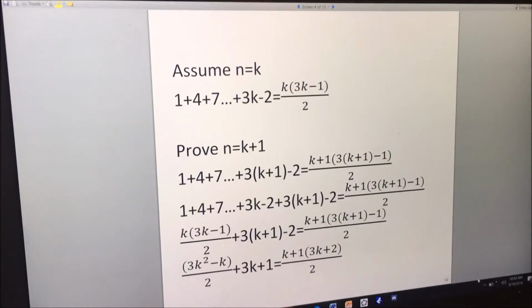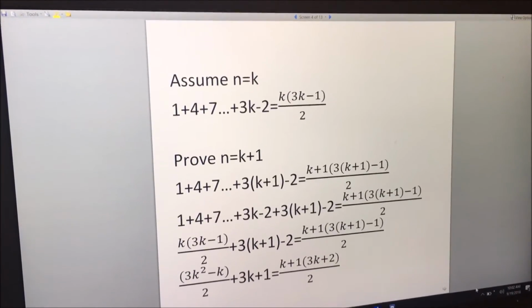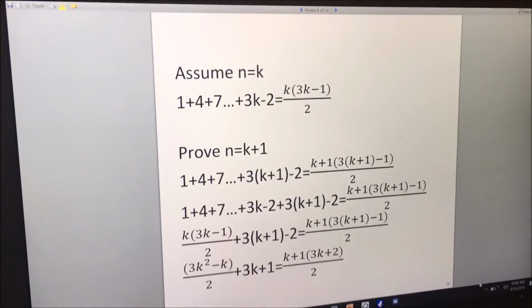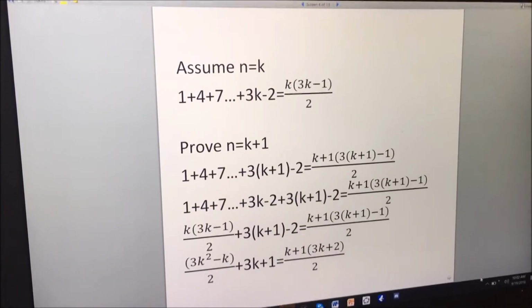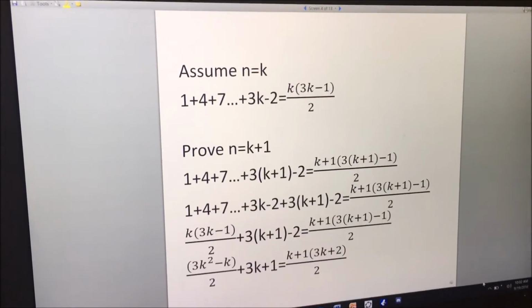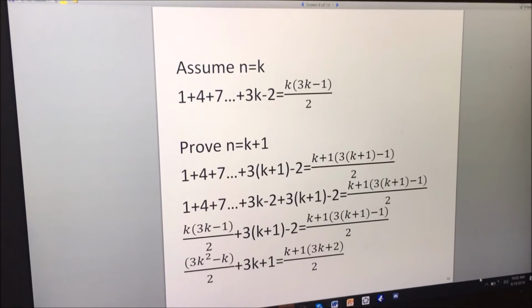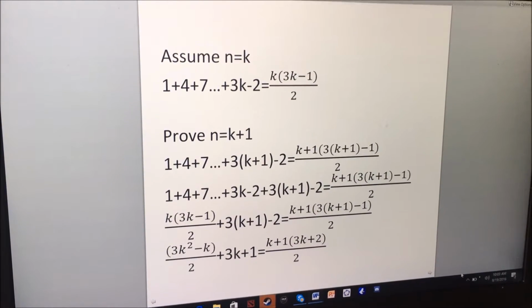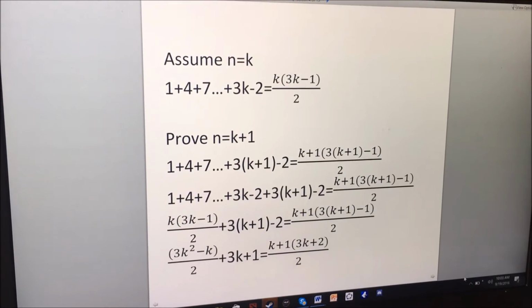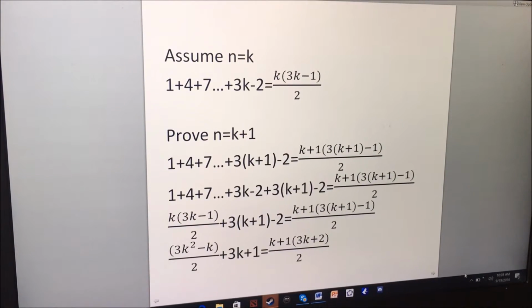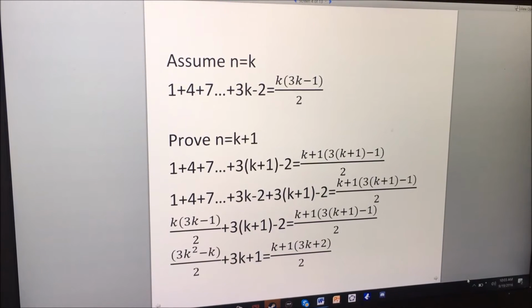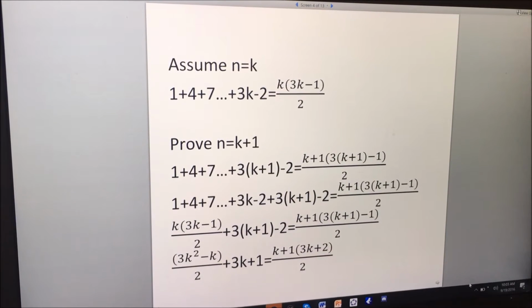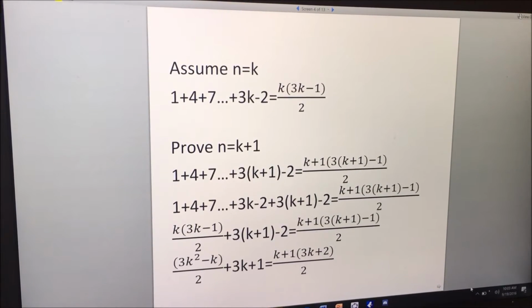We can then assume n equals k. 1 plus 4 plus 7 plus 3k minus 2 equals k(3k minus 1) over 2. We can then prove n equals k plus 1, which is 1 plus 4 plus 7 plus 3(k plus 1) minus 2 equals (k plus 1)(3(k plus 1) minus 1) over 2.